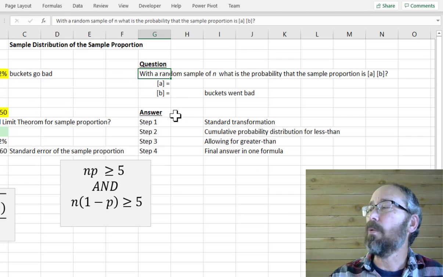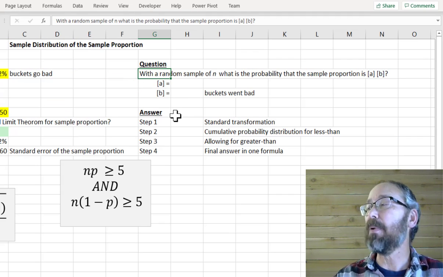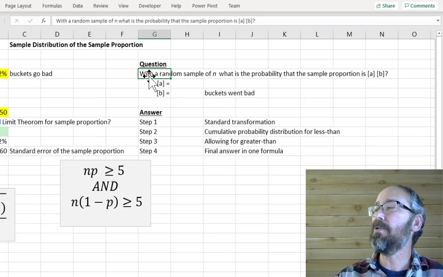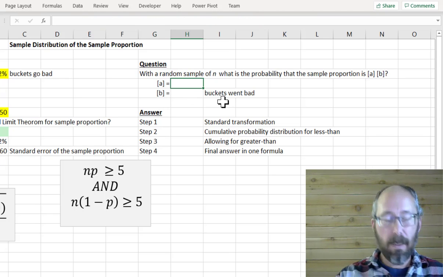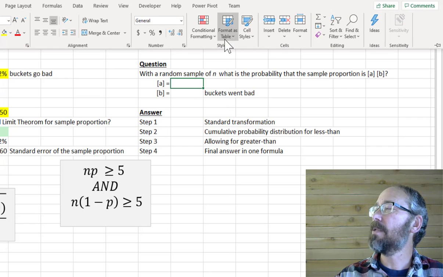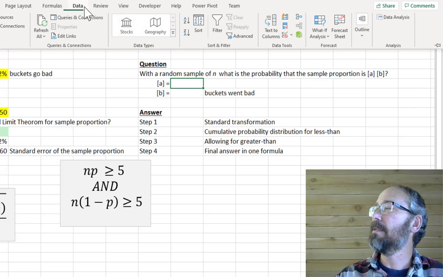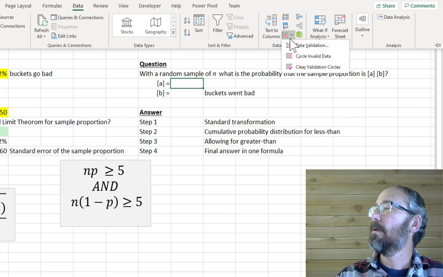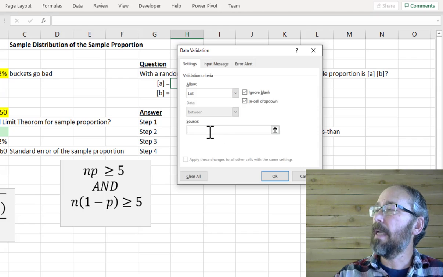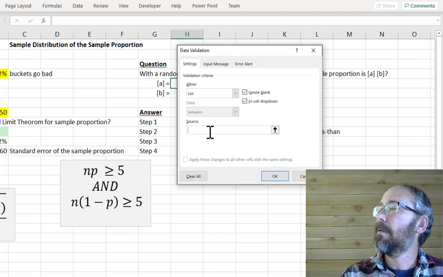So now we have another question. With a random sample of n, what is the probability that the sample proportion is between A and B? So let's do the same thing that we did before. Let's enter our greater than, less than on our data tab, data validation. We'll insert a list, and we'll make it less than, greater than.